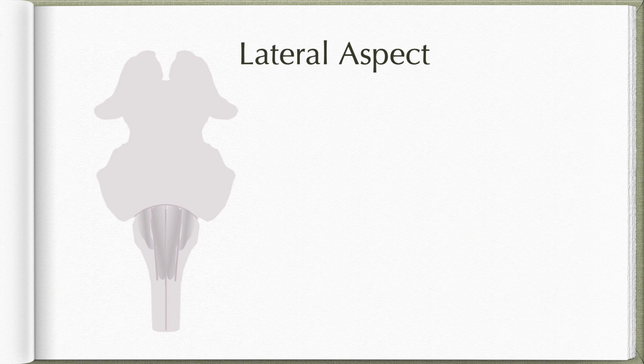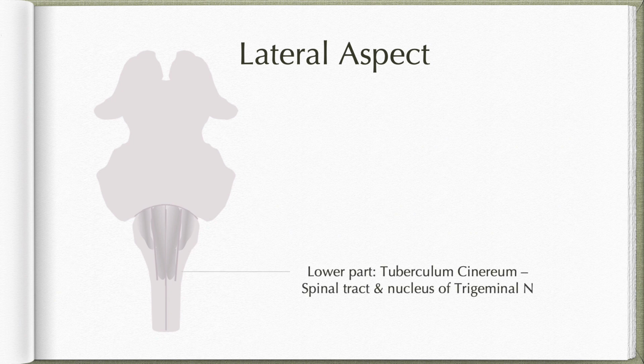Now coming to the lateral aspect of the medulla oblongata, its lower half is known as tuberculum cinereum, which overlies the spinal tract and nucleus of trigeminal nerve. Now this is an important landmark to perform tractotomy in case of trigeminal neuralgia. Upper half of the lateral aspect is occupied by a large bundle of fibers known as inferior cerebellar peduncle, which connect various tracts from the medulla to the cerebellum.